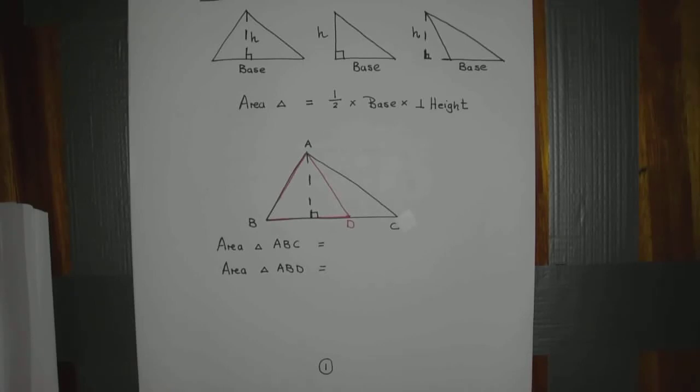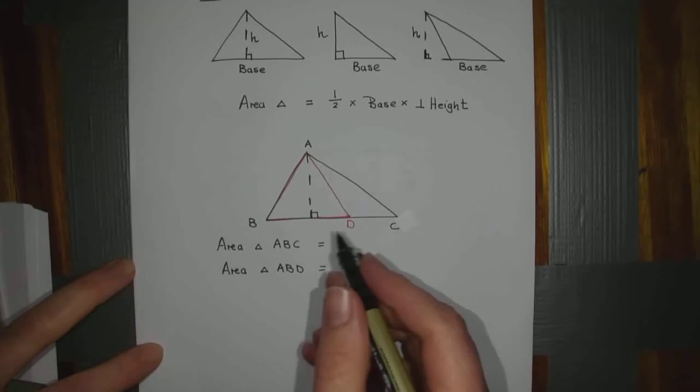The first triangle, triangle ABC, has a base of BC. That's the base. Whereas the red triangle, triangle ABD, has a base of BD. So careful. They don't have the same areas. You can notice they don't have the same areas, but they do have the same height. Everybody agrees with that? Okay, so let's write this down.